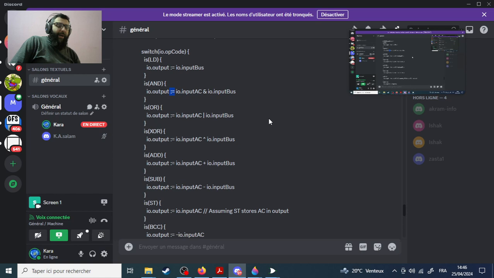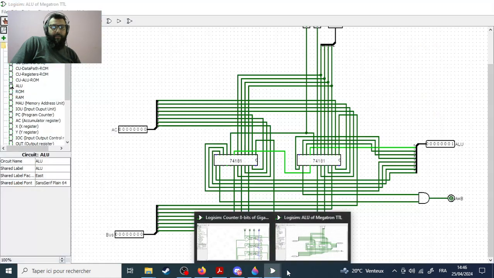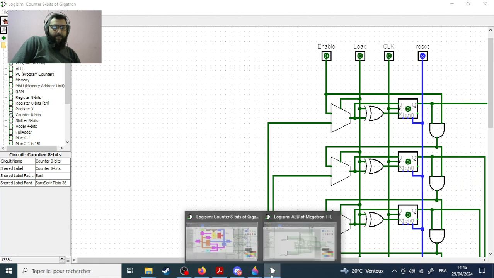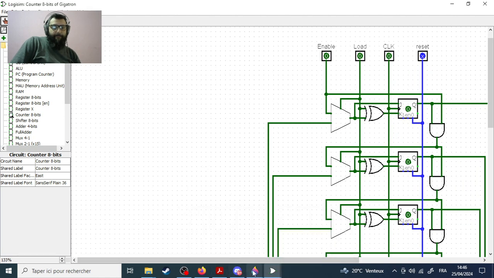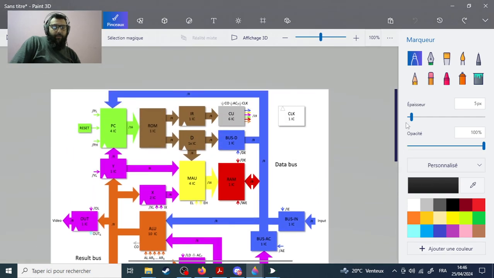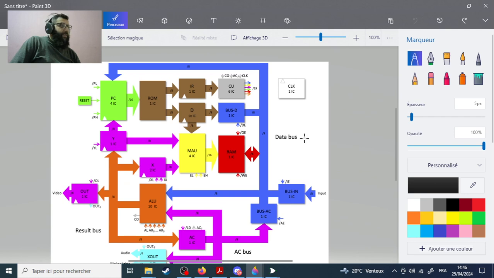I guess you will get one problem in our architecture: the use of the Z signal. It was used in this bus. Where is it? This one. The blue bus. If you remember, it's using the Z signal, the three states. To access this bus, you have four elements. If you remember, we are using the three states to access this bus.